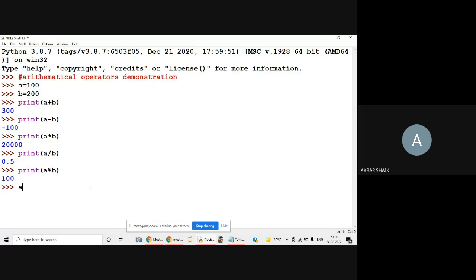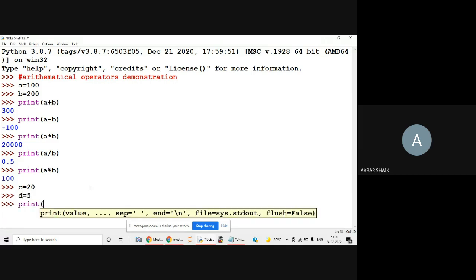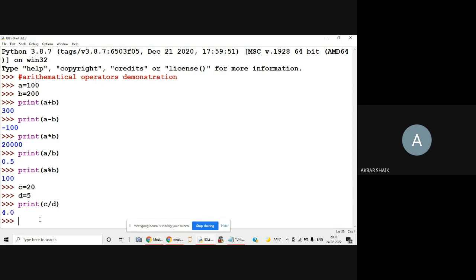Let me take some other numbers. C is equal to 20, D is equal to 5. Print of C by D. What is the quotient? The quotient is 4.0.